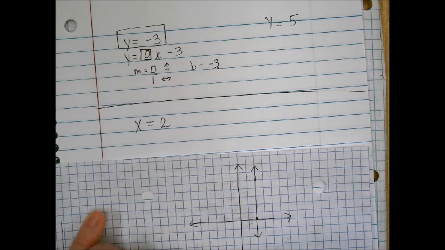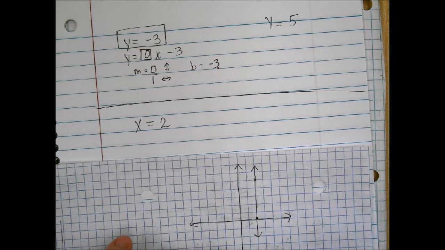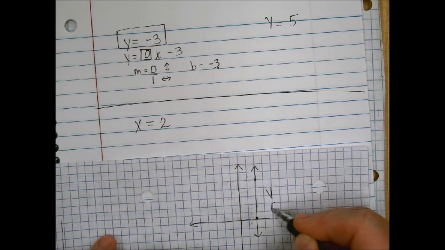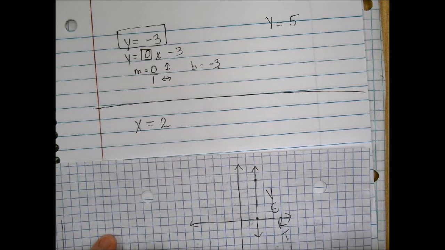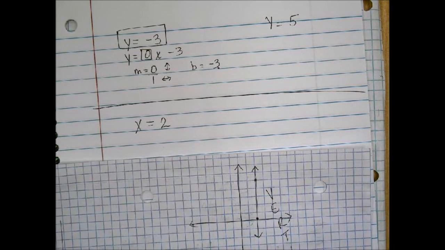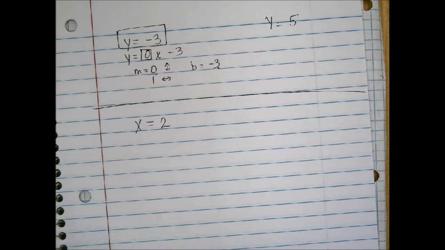Slope is undefined. There is a line there. It is linear. It's vertical. Okay, a vertical line has a slope that's undefined. Any questions on vertical and horizontal?